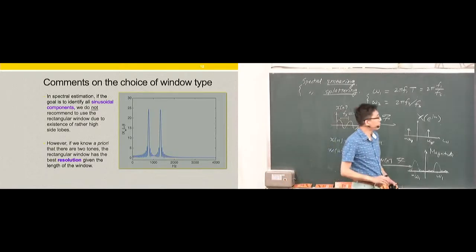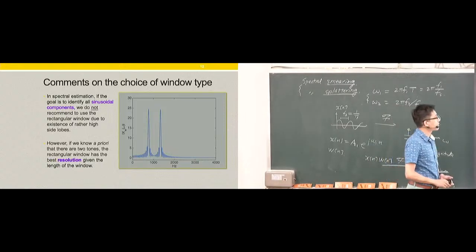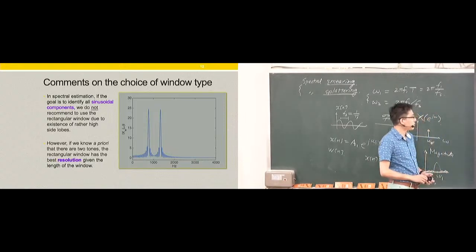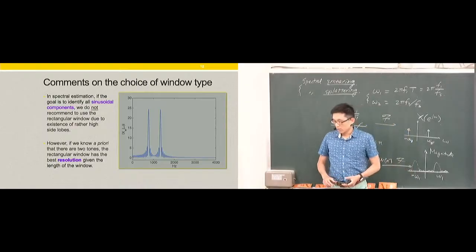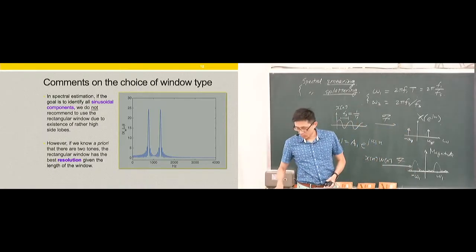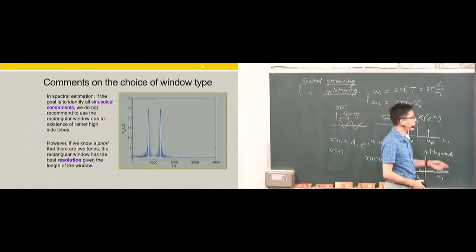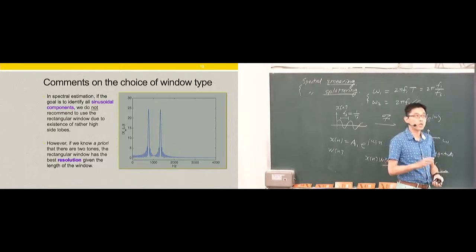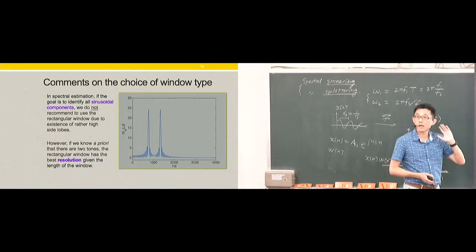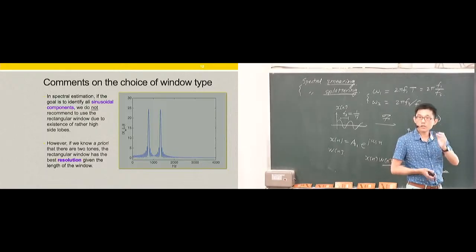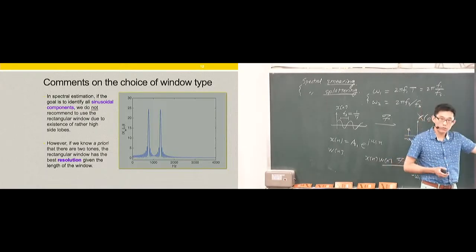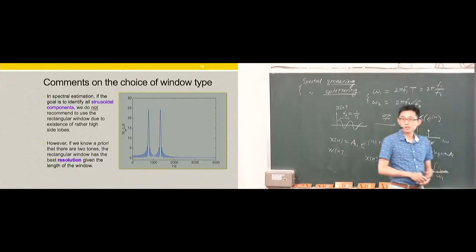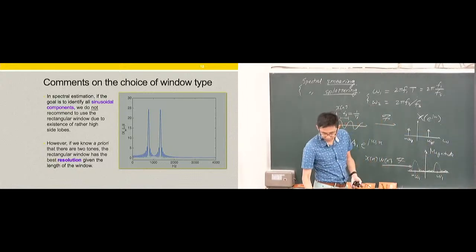The PowerPoint right here shows my comments on the choice of your window. I suggest choosing the rectangular window will be fine if you know beforehand the number of tones in the spectrum. But if you don't, I suggest playing safe and choosing another window, maybe a Hann window, which would be a good trade-off between smearing and splattering. Its main lobe is not too wide, and the side lobes are all at least 40 dB down. So it's not a bad choice.